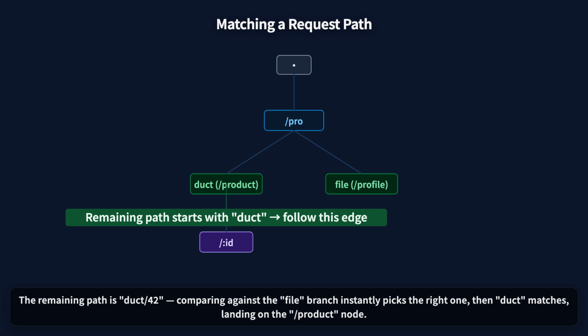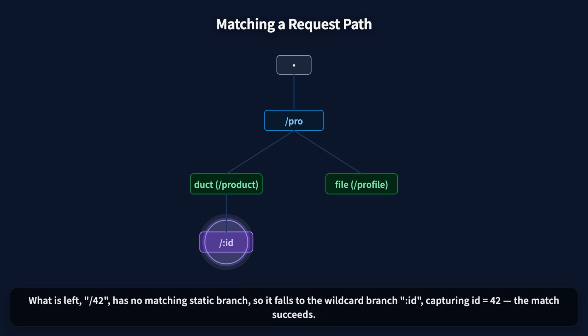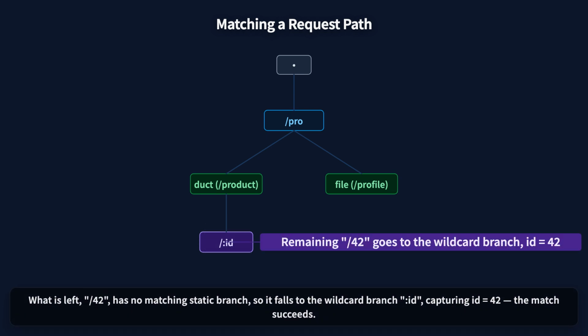Comparing against the file branch instantly picks the right one. Then duct matches, landing on the product node. What is left, 42, has no matching static branch, so it falls to the wildcard branch id. Capturing id equals 42. The match succeeds.